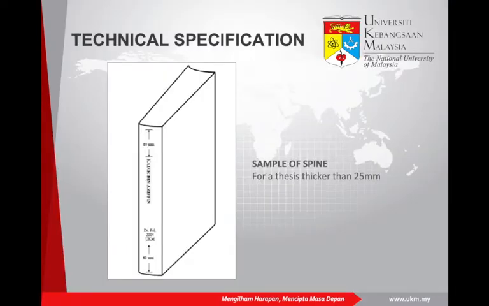And this is the technical specification for the spine of your thesis. I think it has two different standard formats, for a thesis thicker than 25 millimeters and for a thesis not thicker than 25 millimeters. You see, you put your name there, and this is 60 millimeters distance from the top edge and also from the bottom edge.